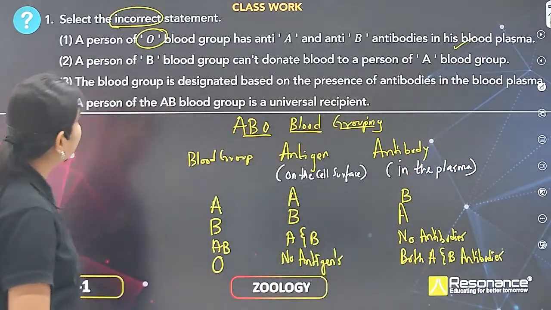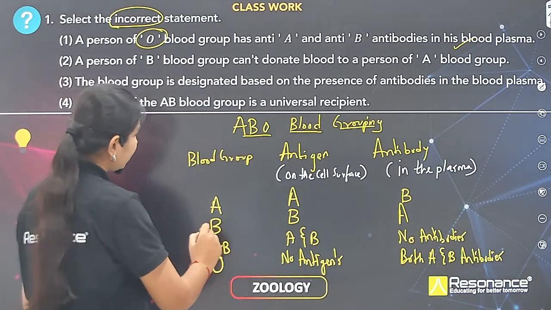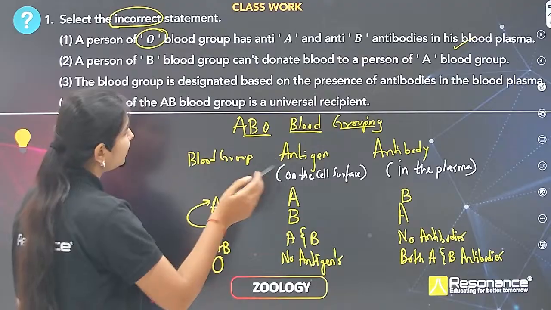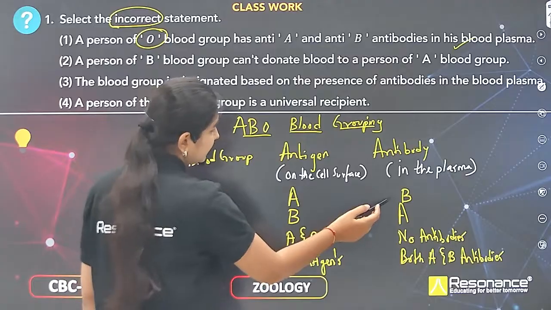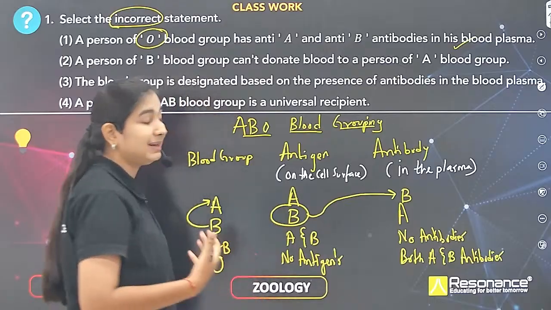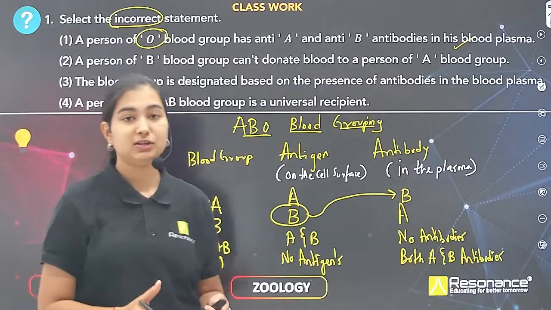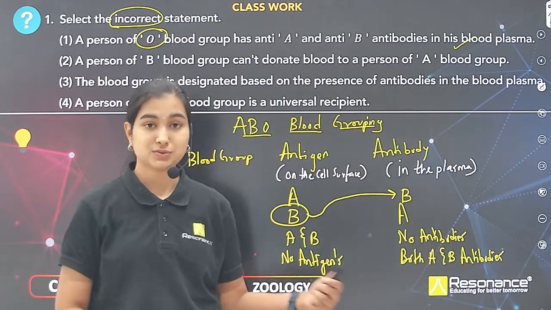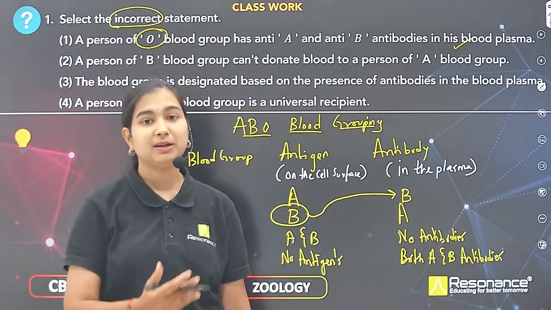Now, a person of the B blood group can't donate the blood to the person of A. So they are saying B cannot donate to A. Why B cannot donate to A? Okay, so see what is present. If the B is donating the blood, what is present here? Antigen B on the B RBC. Now when it goes into the A, what happened? Antibody B is present in the blood group A. So here the antigen antibody reaction will happen and there would be a clumping, right? So here it is a true statement only. The B cannot donate the blood to A and vice versa.